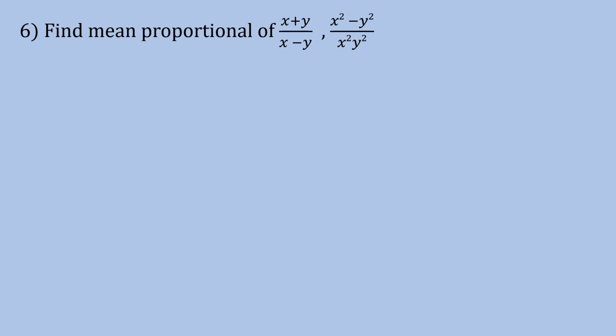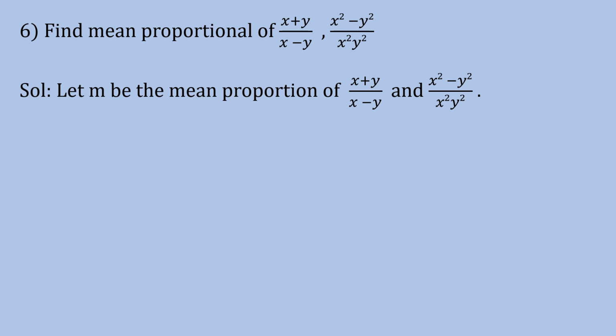So what is given? Find the mean proportion of x plus y upon x minus y, comma, x square minus y square upon x square y square. So we have to find the mean proportion, which means the middle term is missing. So we have to find that term. As you know, we have learned the formula, that is b square is equal to AC. So we'll use that and solve. But let's give a variable for the mean proportion.